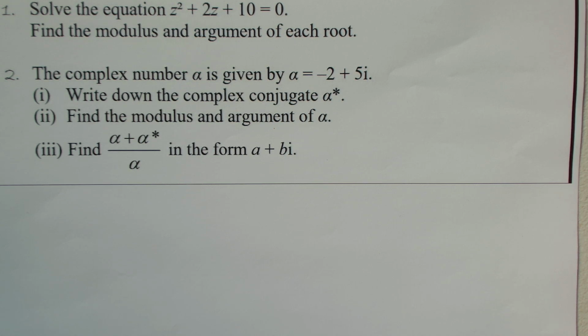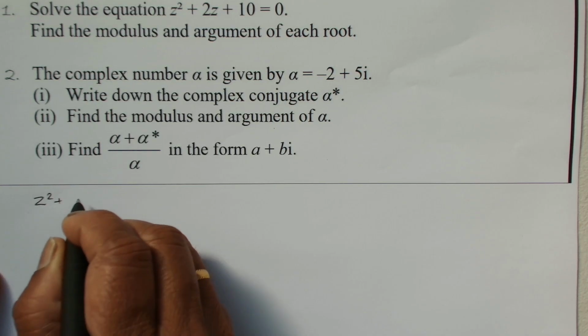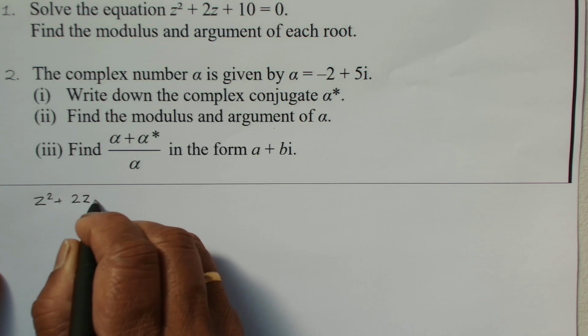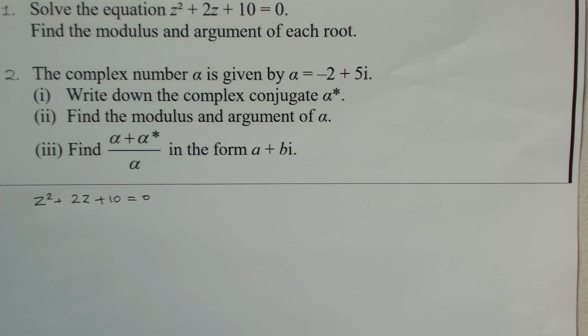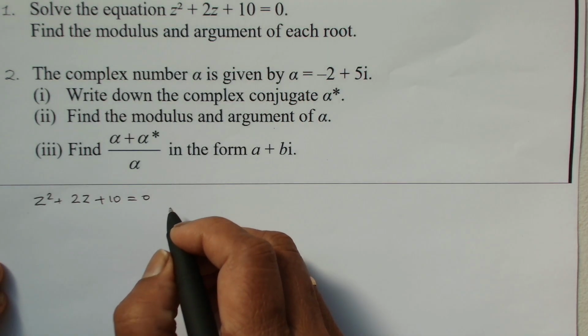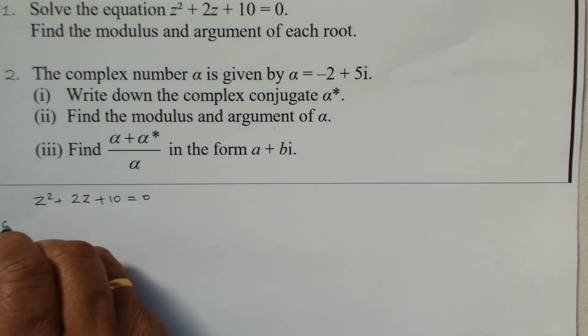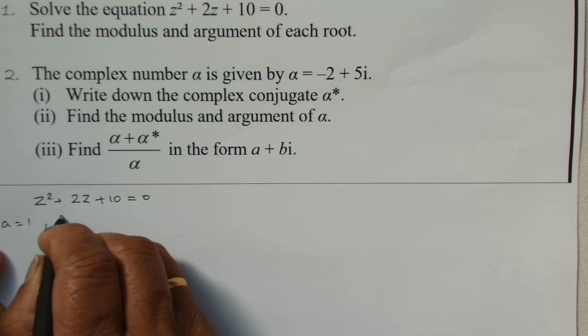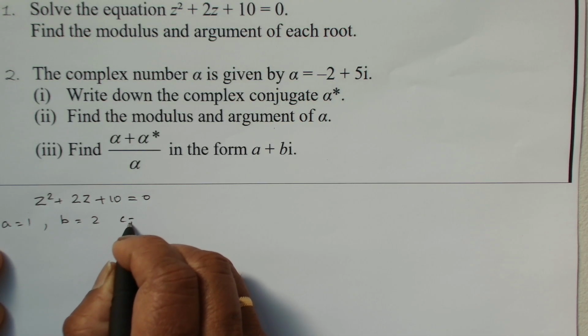Complex numbers. Question number 1: z squared plus 2z plus 10 equals 0. So we can use the quadratic formula, where a is equal to 1, b is equal to 2, and c is equal to 10.